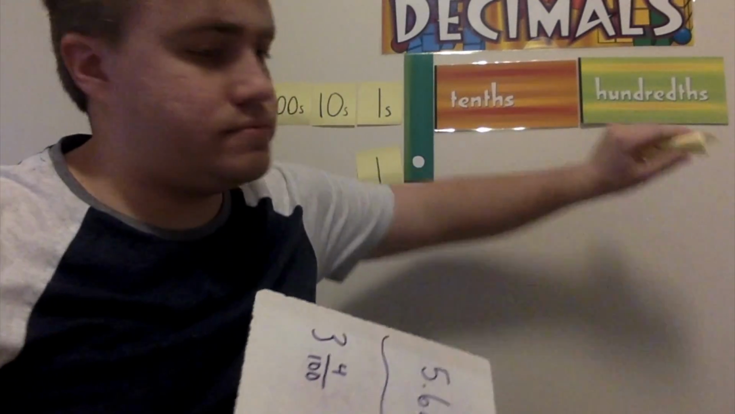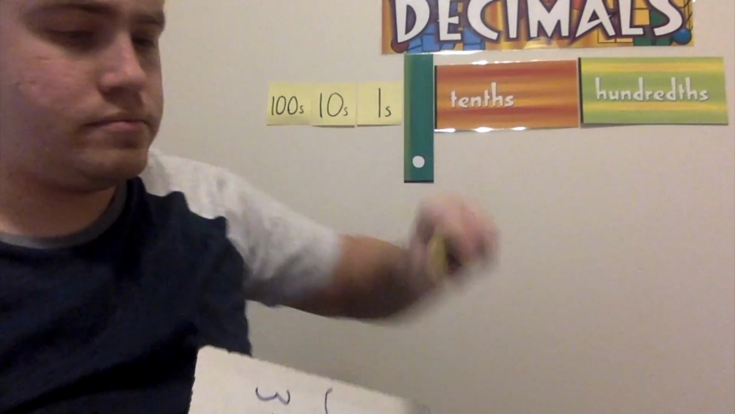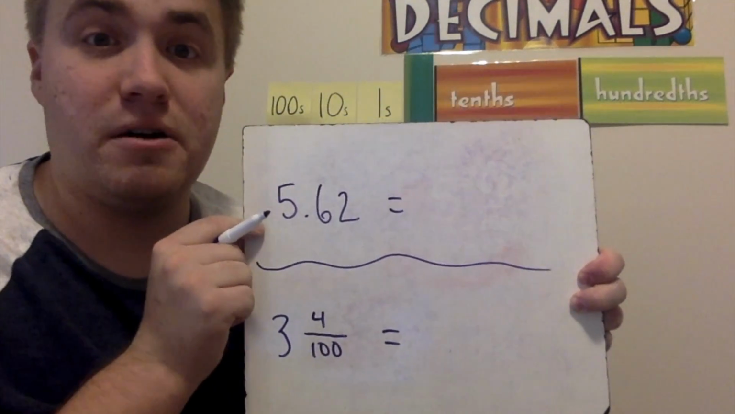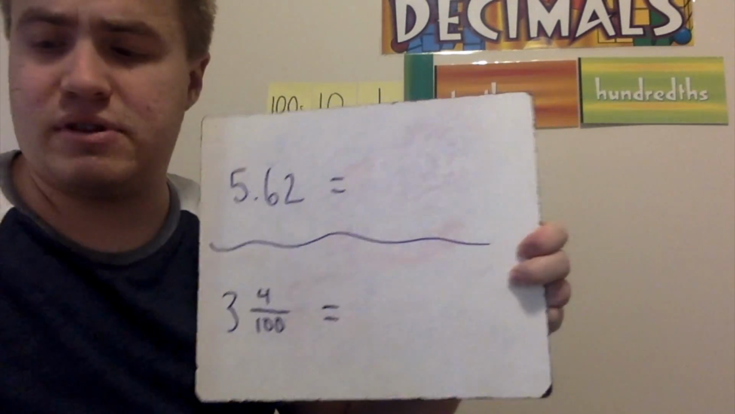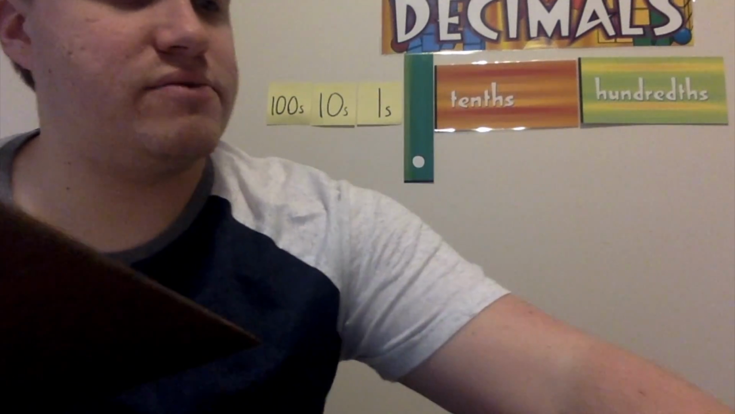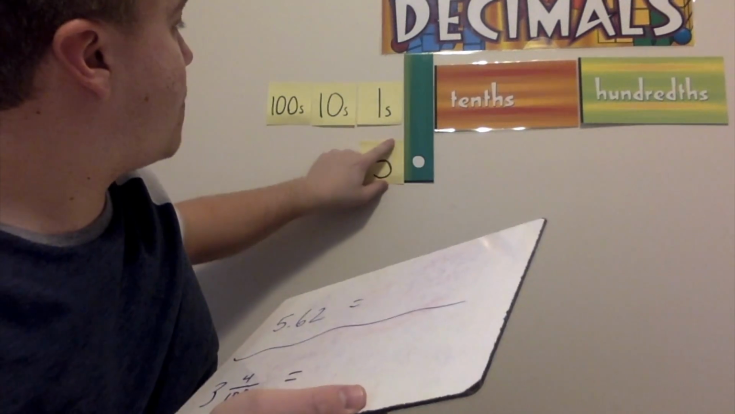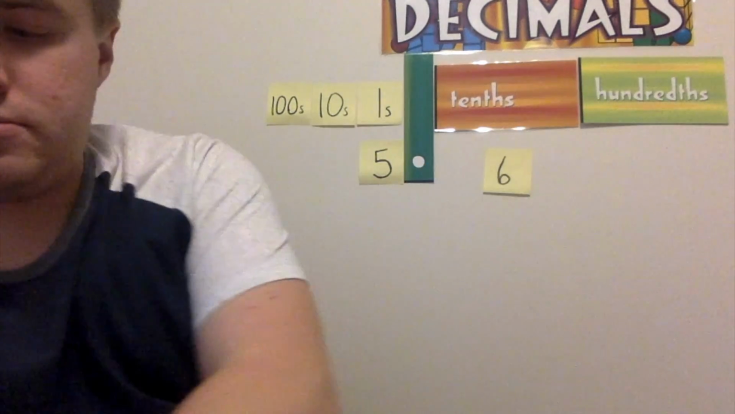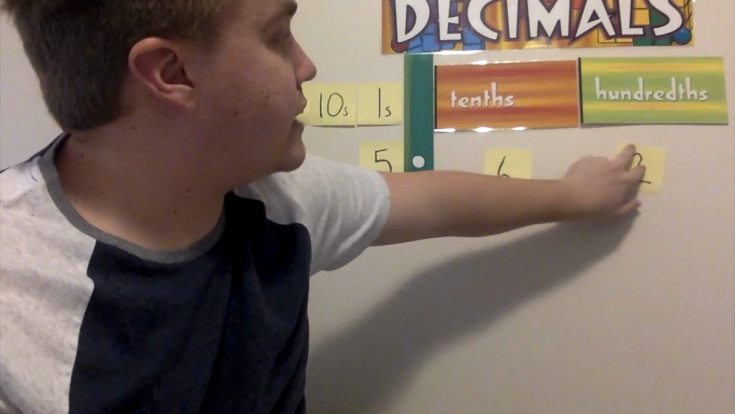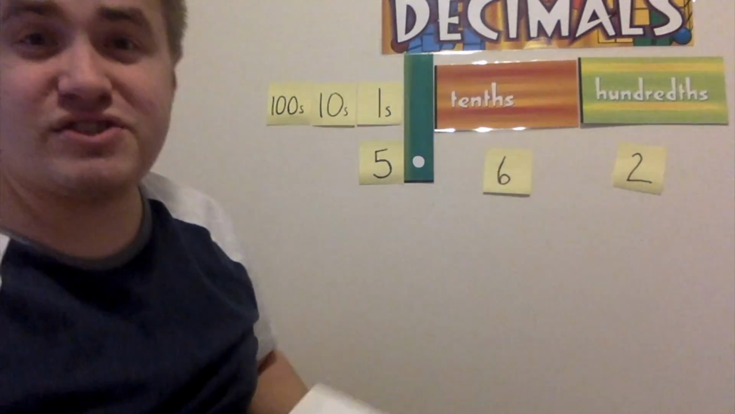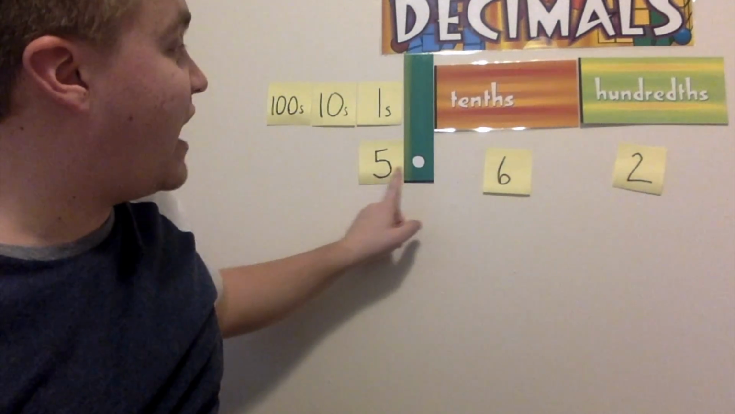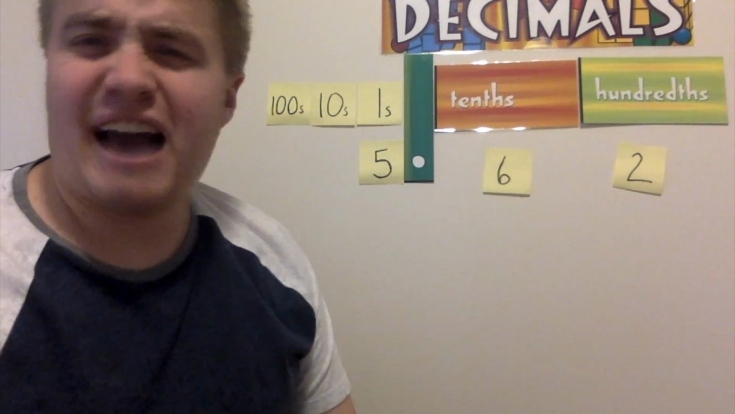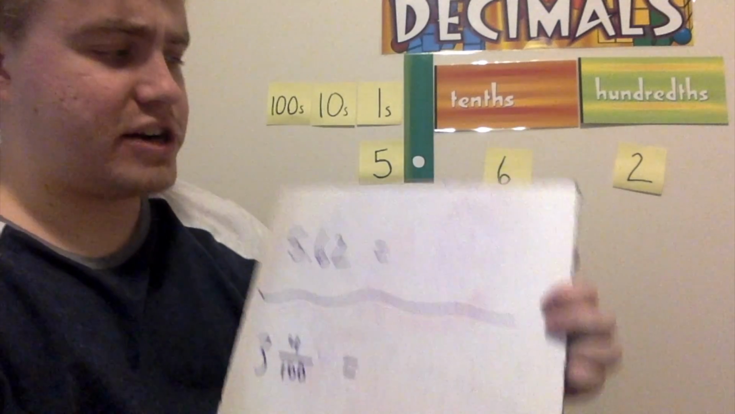Let's do some practice here a second. Let's look at this decimal here. 5.62. Let's figure out how to read that one first. Okay? We have 5.62. How do we read that? Well, we read that as 5 and 62 hundredths. Now, how do we write that one as a fraction?